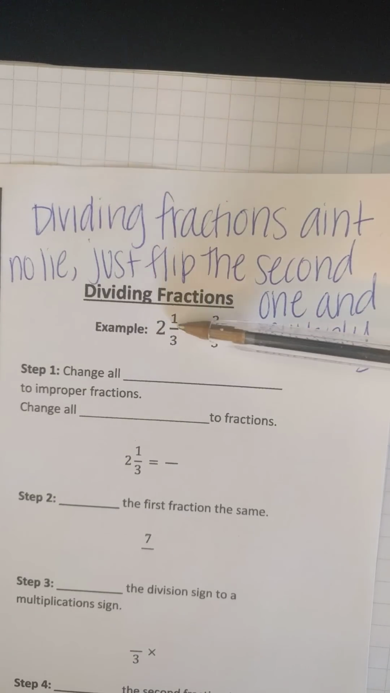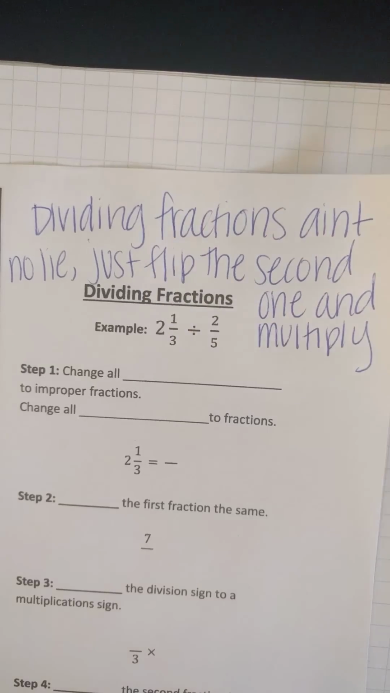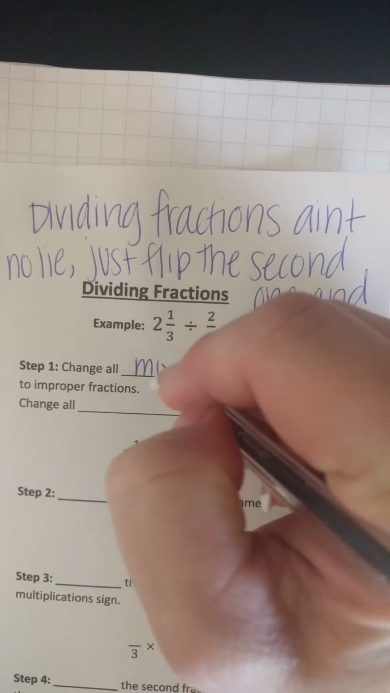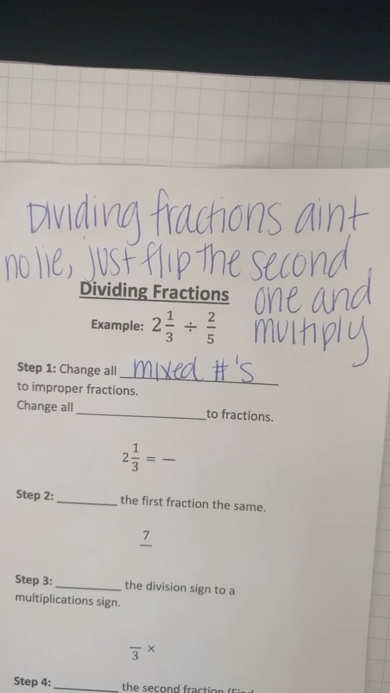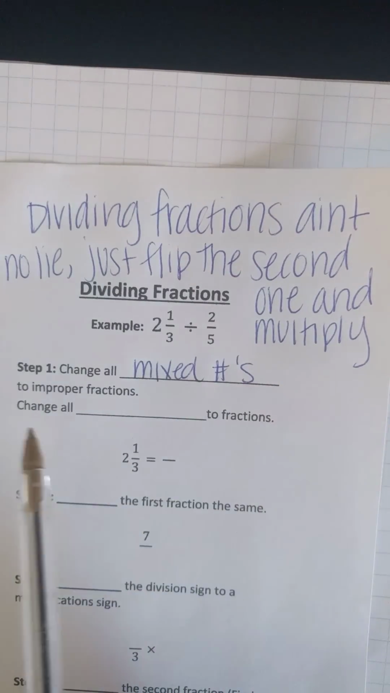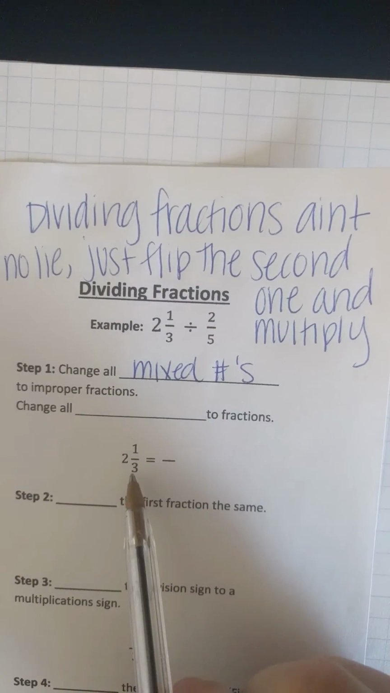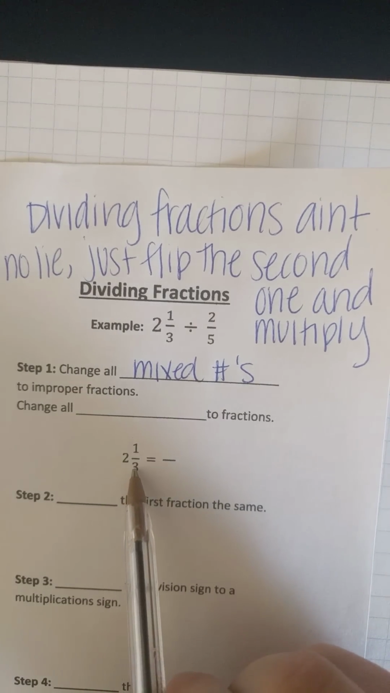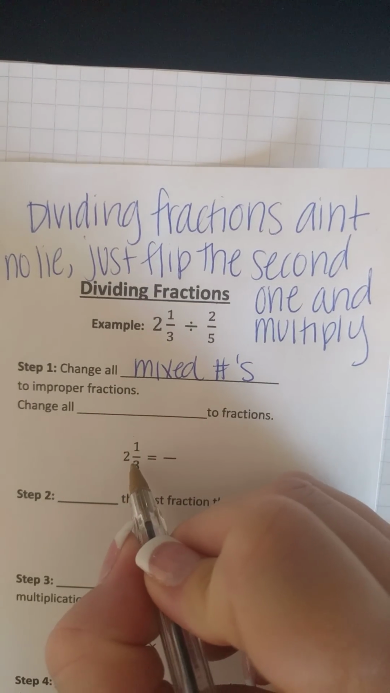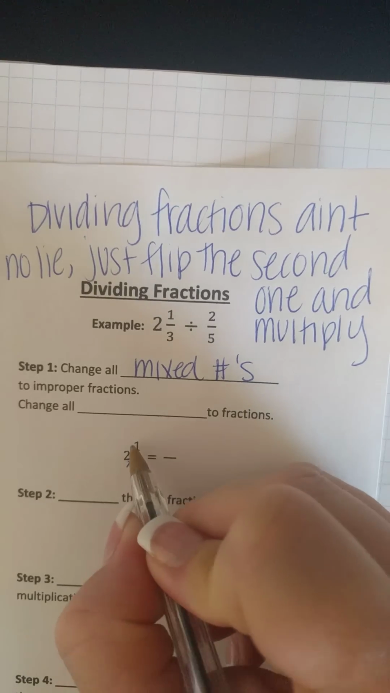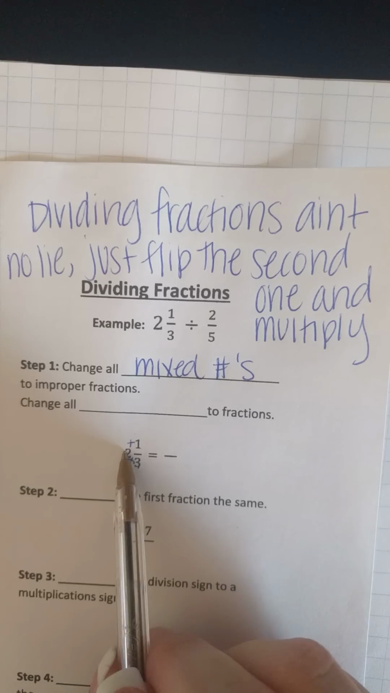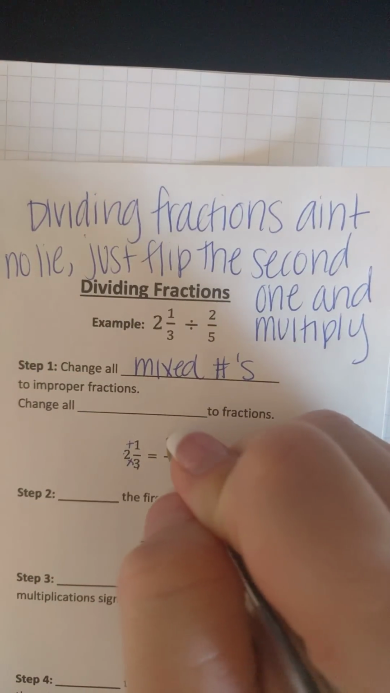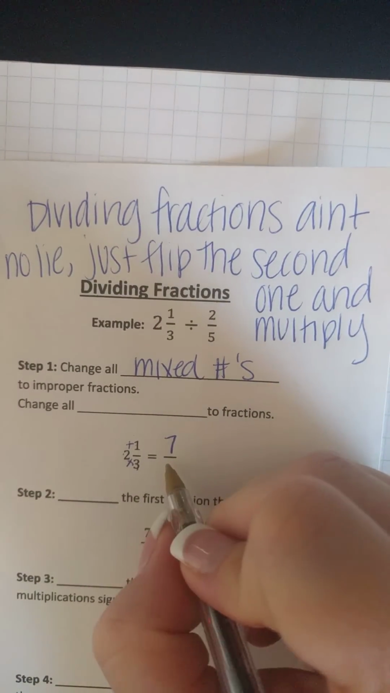So my first step here is I can't do anything with this mixed number. I need to change all the mixed numbers to improper fractions. Okay? To change a mixed number to an improper fraction, you're going to multiply and add. 3 times 2 is 6, and 6 plus 1 is 7, and I'm going to keep the same denominator.